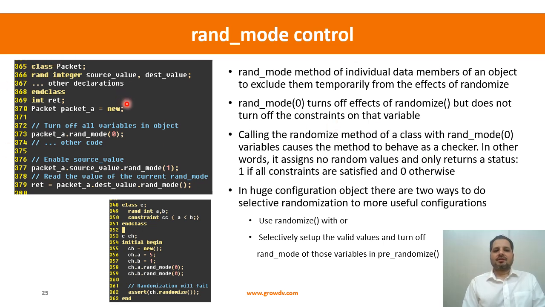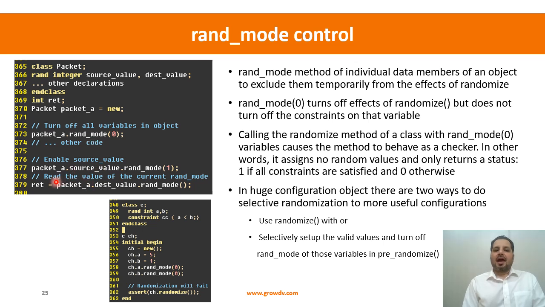I'm showing you an example here. We have a class packet, and a bunch of random integer variables: source value, destination value, and other declarations as well. Then we create the object handle as well as the object in the same line, and we say packet_a.rand_mode is 0. Here we turn off the rand_mode for all the variables. If you just do the randomize, it will just check if there are any constraints, and it will just do the check.